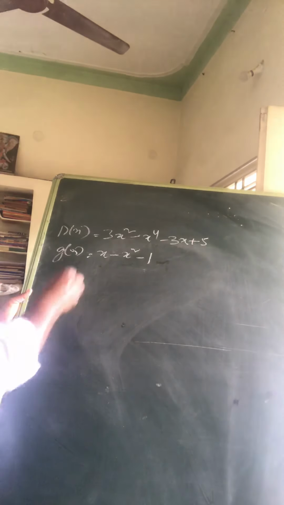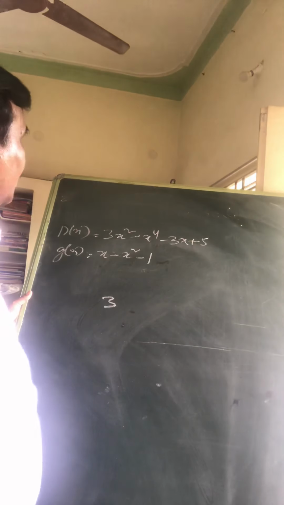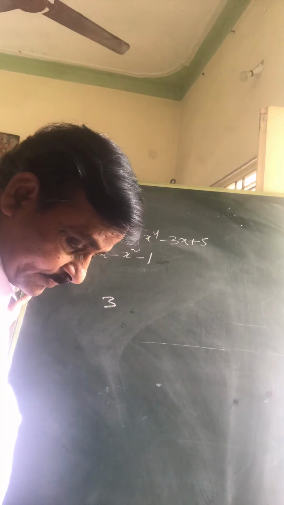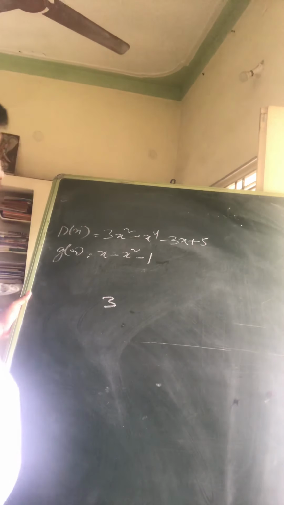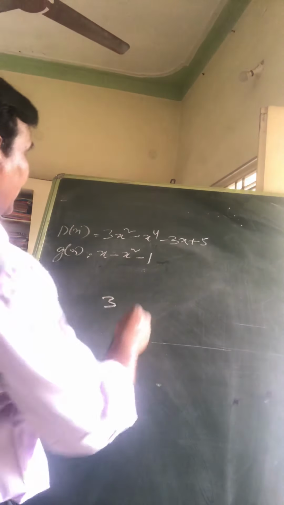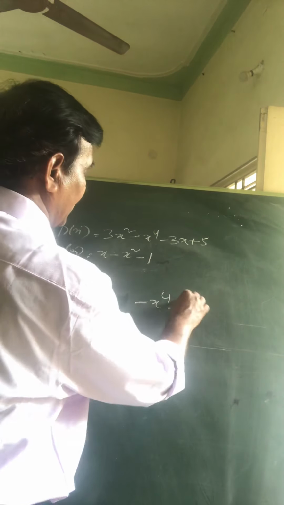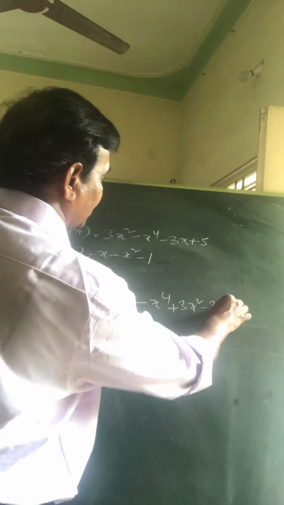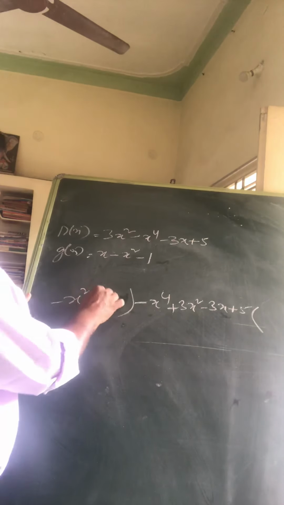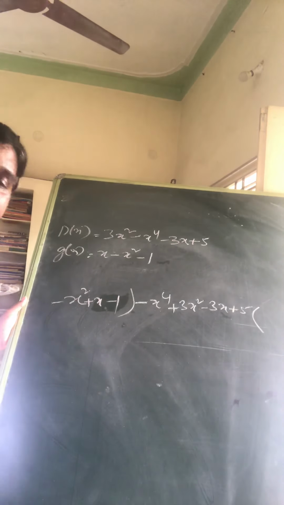Now, 3x square minus x to the power of 4 minus 3x plus 5 is not in the form of order. So you can write it in order, that is minus x to the power of 4 plus 3x square minus 3x plus 5, divided by minus x square plus x minus 1. That we should write or arrange in order now.